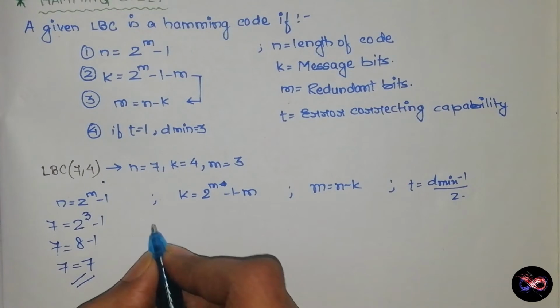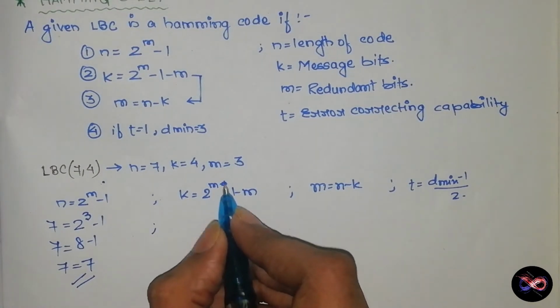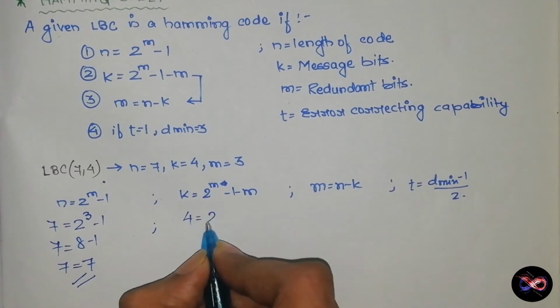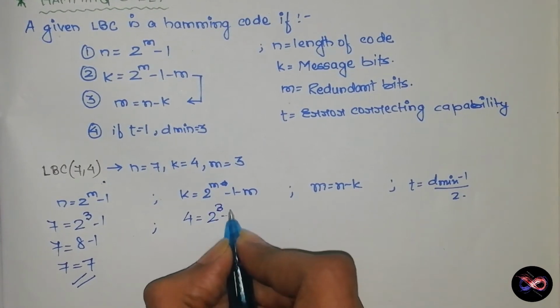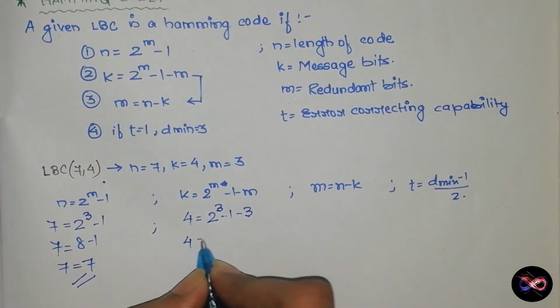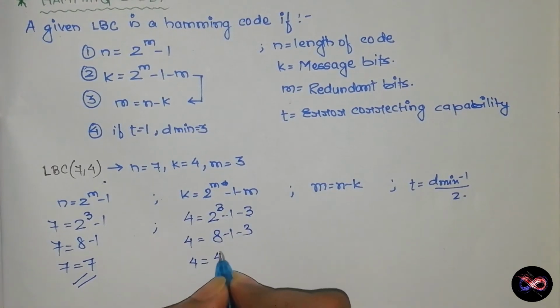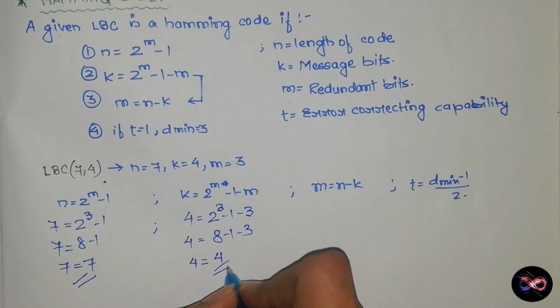The second condition is k is equal to 2 to the power m minus 1 minus m. So k is 4 and 2 to the power m, m is 3, minus 1 minus 3. So this is 4 and this is 8 minus 1 minus 3. So 4 is equal to 4. So the second condition is also satisfied.